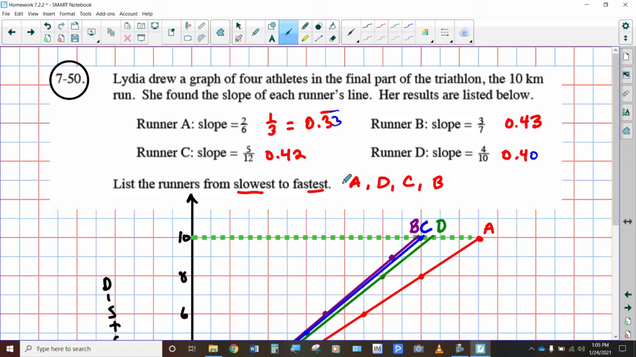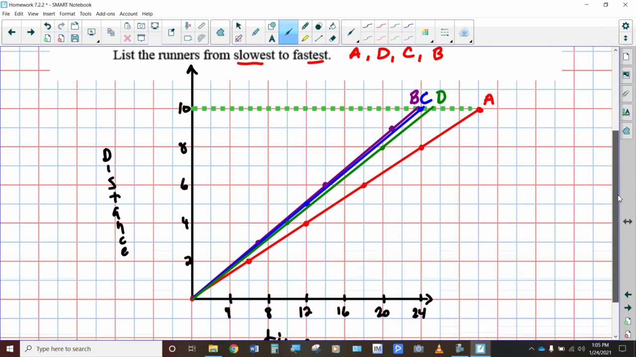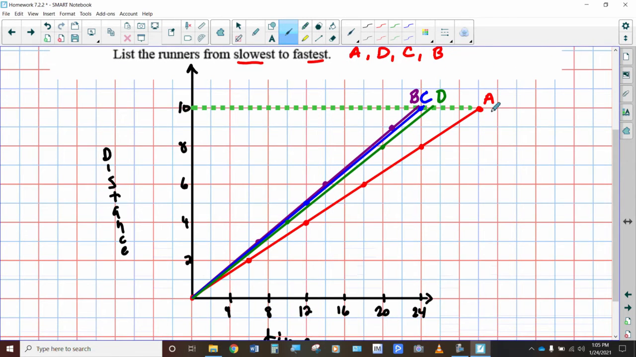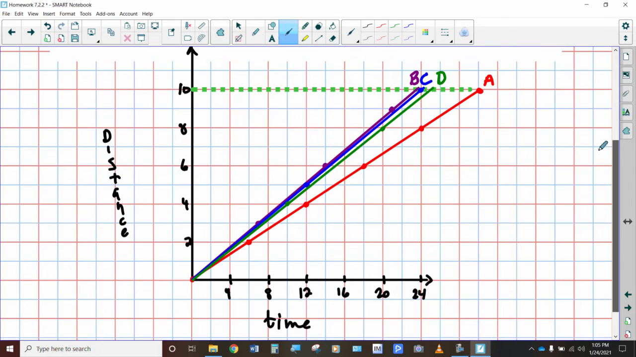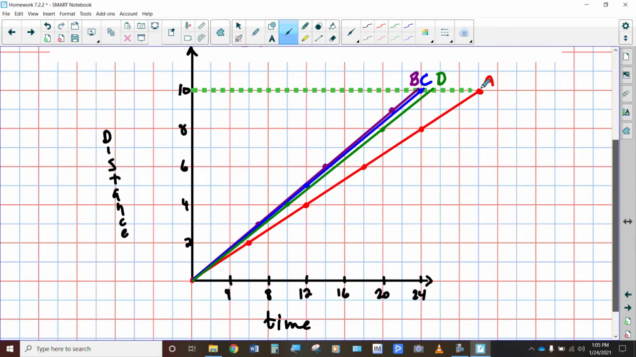List the runners from slowest to fastest. The slowest is going to be the slope ratio that has the lowest decimal equivalent. So that would be A. Then D would be 0.40, and then C, and then B would be the fastest of all of them. If you were to show that on a graph, you would see that B is the steepest line. B would be the first one to get to the 10-kilometer mark because it's traveling at the fastest speed, then C, then D, then A is the slowest speed, so that would take the longest to get there.